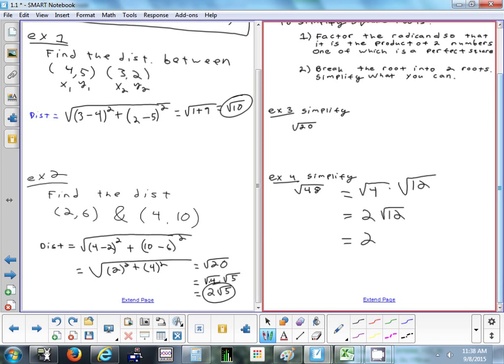So that 2 stays right where it is. Just factor 12 as 4 times 3. And I'm going to get another square root of 4, which is 2 again. Now, we had to go through and do that twice. We had to break it up and break it up again.